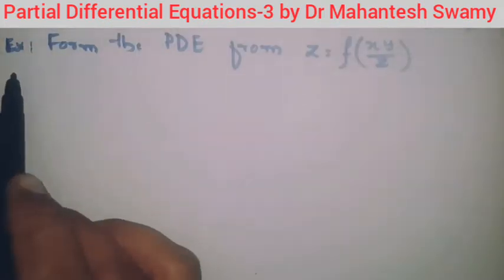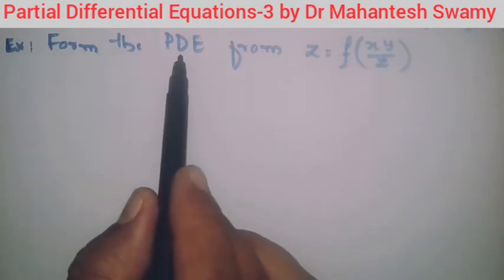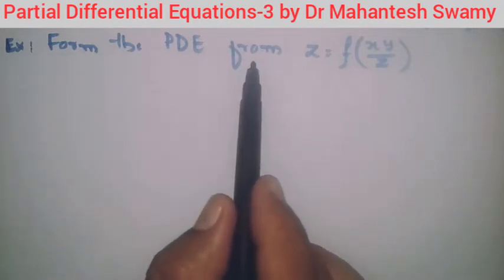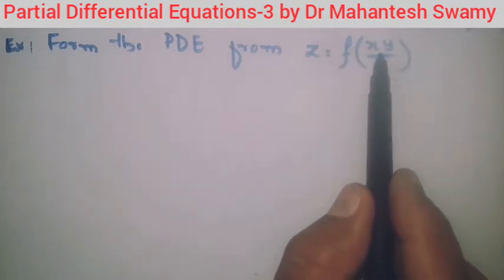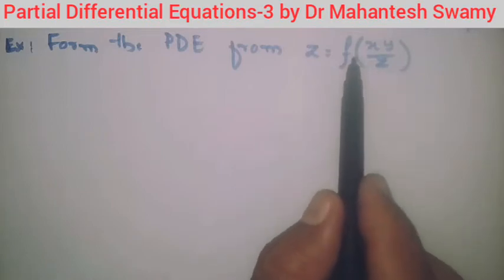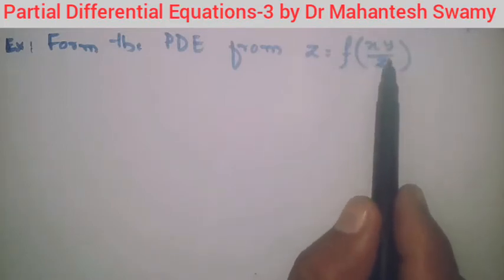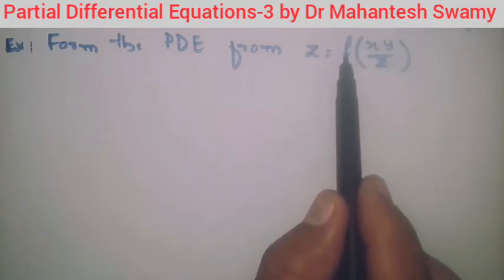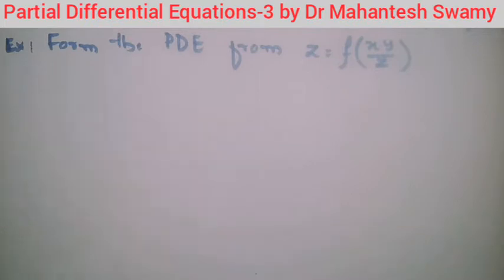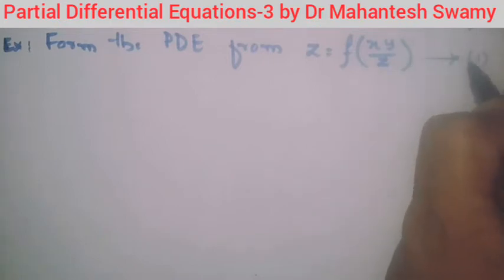So in the second example, it is asked to find the partial differential equation from the relation z equal to an arbitrary function of xy divided by z. So here f is a function which is having the argument xy by z. We have to eliminate the function f which is arbitrary, and we have to form the PDE. So let us solve the example. So first of all, call the given relation as equation number 1.